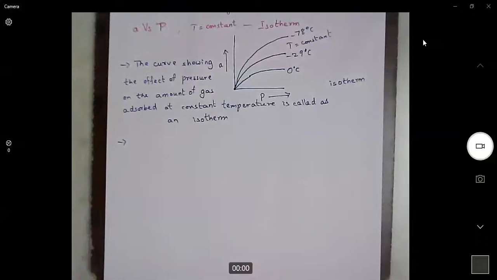Similarly, we can also discuss the effect of temperature on the amount of gas adsorption at constant pressure. That is what is called isoster.